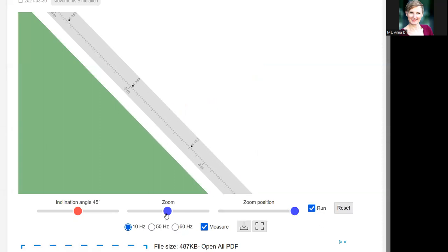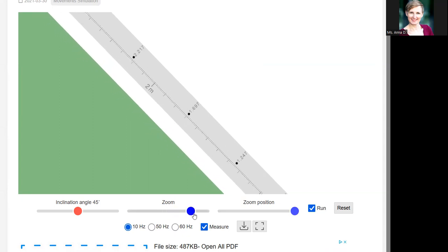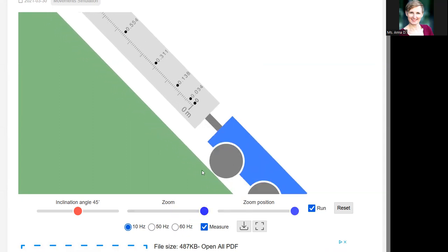As the cart goes down, the timer makes marks at certain intervals. That's where 10 Hertz comes into play. It means the distance between 2 points in terms of time is 1/10 of a second.